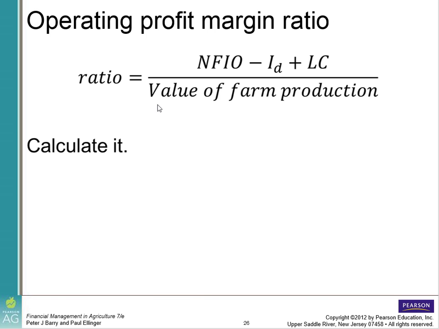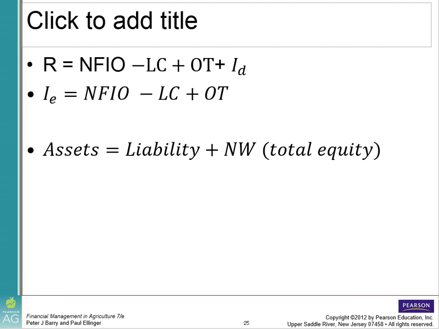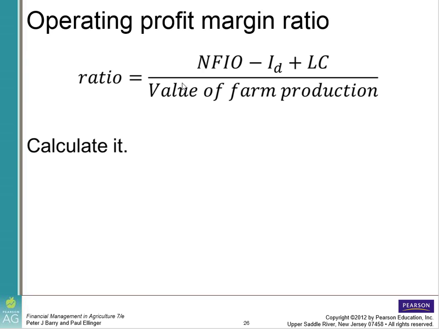Finally, you have what is known as the operating profit margin ratio. Now remember, over here we're simply talking about the operating profit. When we were looking at the return earlier, the return also had the small thing called OT, which of course is other net income. So you're supplementing your return not only from your operating profit perspective, but from other sources. Operating profit margin simply focuses on your operating returns. So this OT is not there. This is R except without the OT there.